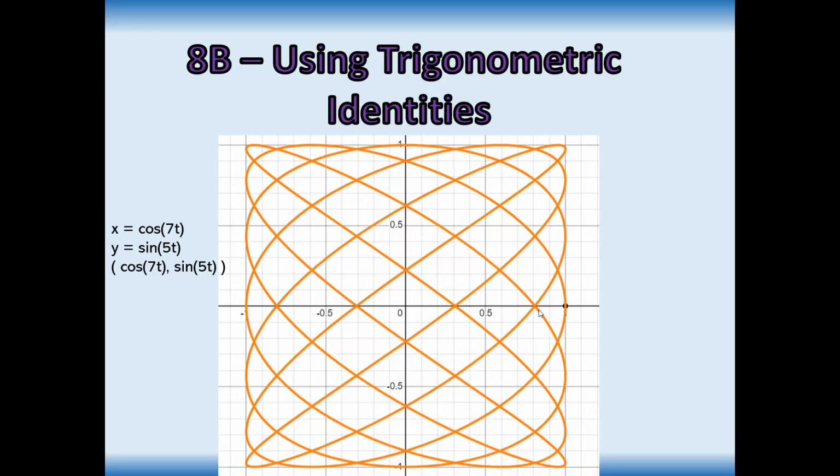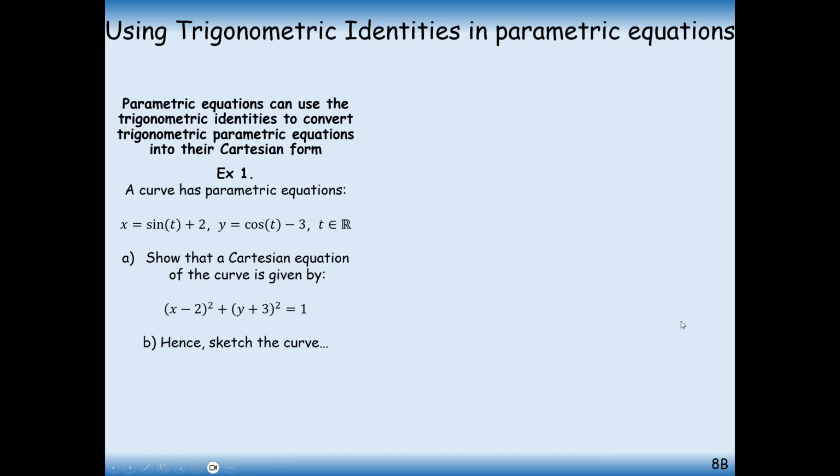In this section of the course, we'll look at parametric equations that are defined in terms of trigonometric functions. In the very first example, we have x defined as sine of t plus 2 and y as cos of t minus 3. Now, the question hasn't bounded the value of t. t can take any real value.